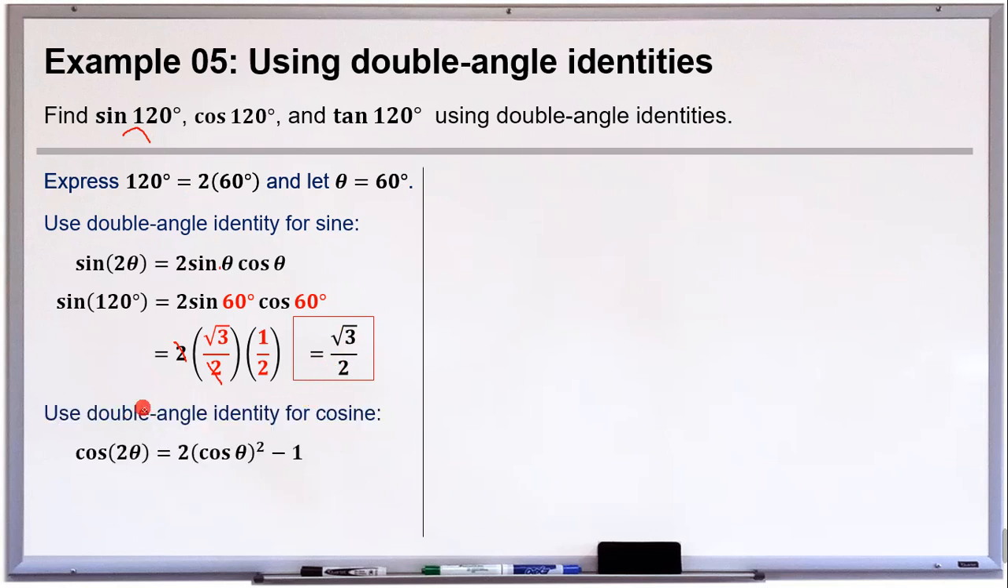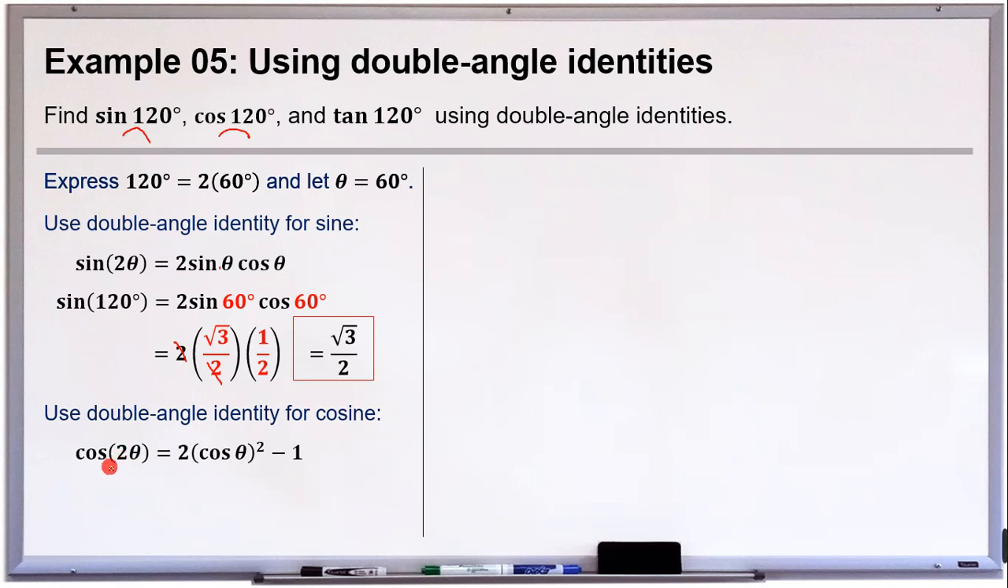Next, we'll proceed to the cosine. What will be the value of cosine 120? So we will use the double angle identity for cosine. You have two different forms for the cosine, so you may select either of those two.